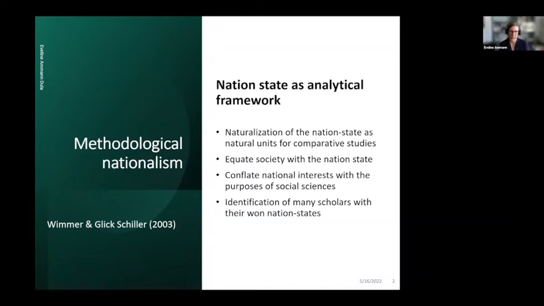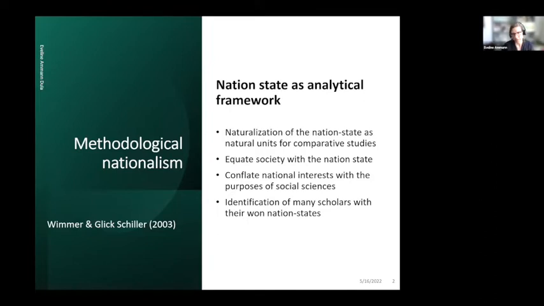So the first step, I think, always when we talk about migration and mobility, is to think about which framework we are applying. The nation state is often used as an unquestioned analytical framework, and I think this is the first step that we should go over. Because migration is a phenomenon that is crossing borders, we should also adapt the methodology to go beyond the nation state borders.